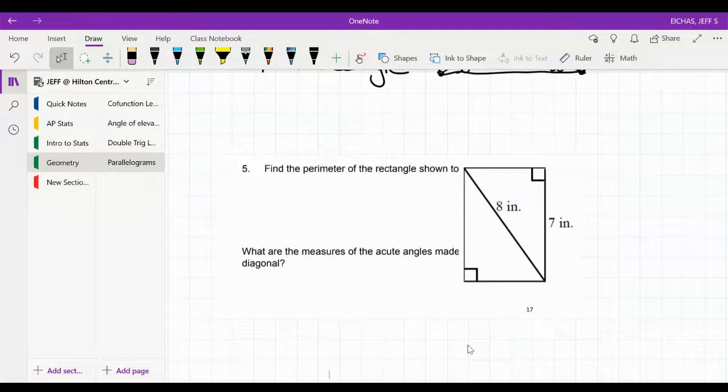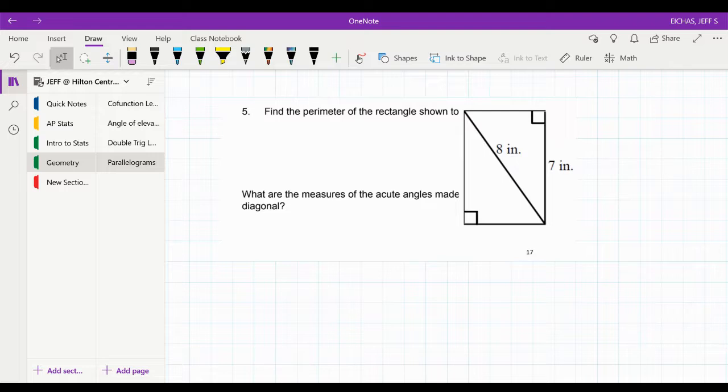Hello, welcome back. This is the third video for the rectangles notes. So it's 8.2. We're working with rectangles.